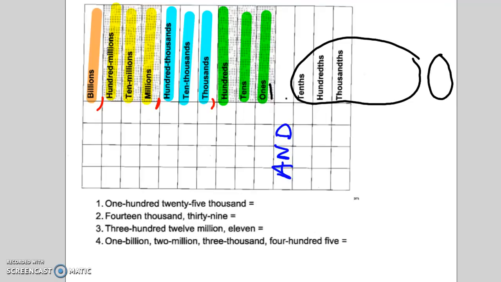Alrighty, let's place the digits for number 1 here. Number 1, we read 125,000. So we know we're in the thousands period. We're going to place the 125,000. Now we have no hundreds, tens, or ones, so we're going to put zeros in those place values as placeholders so that our 1, 2, and 5 stay in the place value we know they belong in.